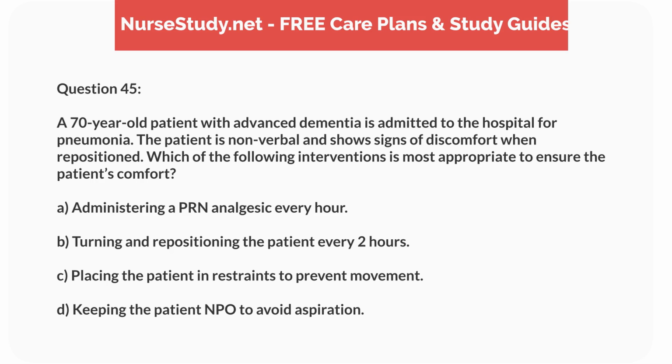Question 45. A 70-year-old patient with advanced dementia is admitted to the hospital for pneumonia. The patient is nonverbal and shows signs of discomfort when repositioned. Which of the following interventions is most appropriate to ensure the patient's comfort? A. Administering a PRN analgesic every hour. B. Turning and repositioning the patient every 2 hours. C. Placing the patient in restraints to prevent movement. D. Keeping the patient NPO to avoid aspiration.